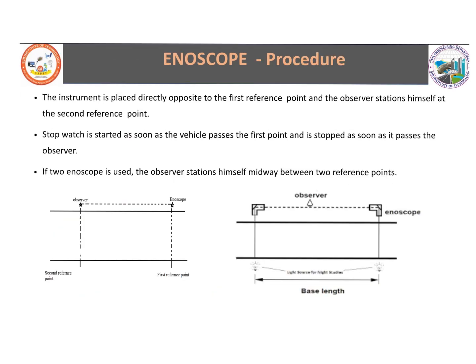Now, how can the timings be recorded? Here is figure 1. In figure 1, we have the first reference point and the second reference point. At the first reference point, an inoscope will be placed. This is the method when only one inoscope is used. At the first reference point an inoscope will be placed, and the observer will station himself at the second reference point.